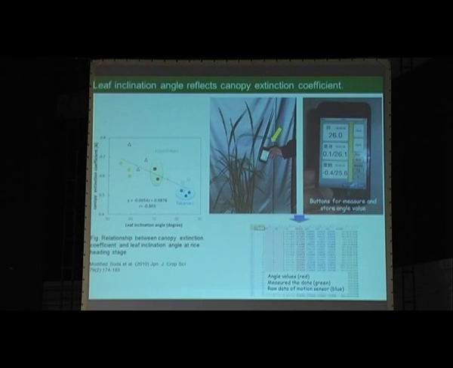We developed a special application for smartphones. An iPod or iPod Touch has a function of a 3-dimensional gravity sensor. When we put it along the leaf blade and touch the panel, it measures and records the angle automatically. Now we could evaluate it during the growth stage, for the leaf blade, leaf sheath, main culm and tillers, without stress.